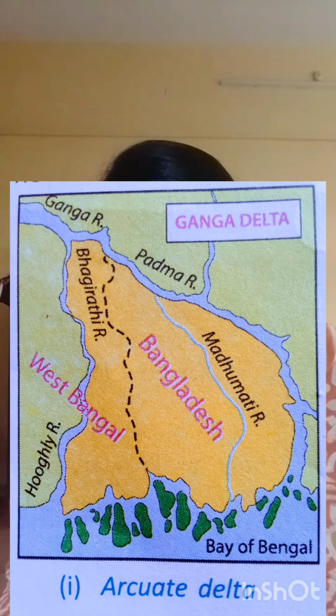Number one, arcuate delta. It looks triangular like the letter delta of the Greek alphabet, like the delta of the Ganga-Brahmaputra river, which is the largest in the world. The delta of the Nile river is an example of such type of delta. Another name for the fan-shaped triangular delta is arcuate delta.